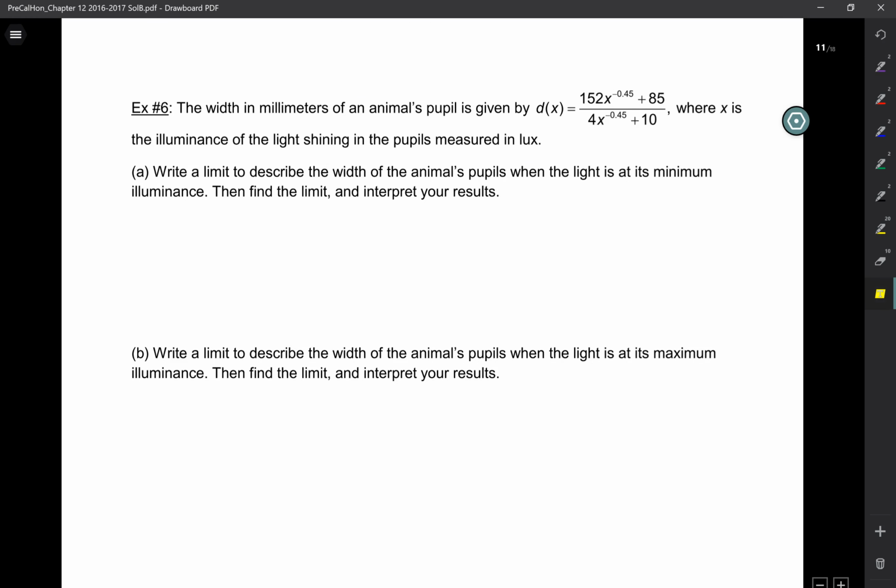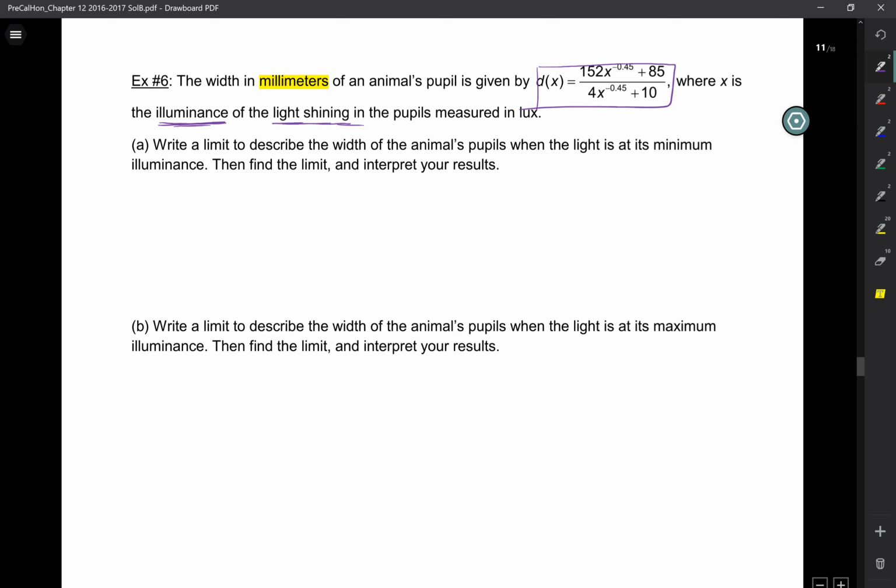Okay, so the width in millimeters of an animal's pupil. I know this is very irrelevant information, but it's actually kind of cool. So it's given by this. This is the width of the pupil. You know how the pupil dilates and contracts depending on how much light there is? So x is the illuminance of the light shining on the pupils. So depending on how much light there is shining in the pupils, that's the width.